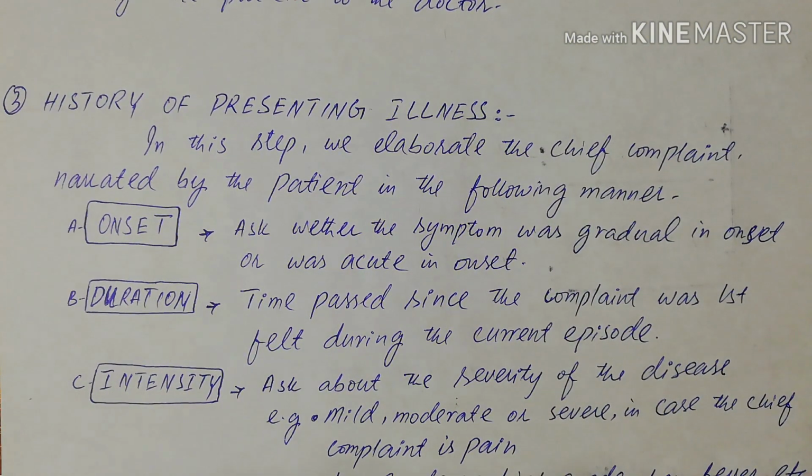The third step in the history taking is the elaboration of the chief complaints narrated by the patient, and this step is known as history of presenting illness. And in this step we elaborate step by step, and here I want to give a formula that is ODICAAR. In ODICAAR, the O stands for the onset. We ask whether the symptom was gradual in onset or it was acute in onset.